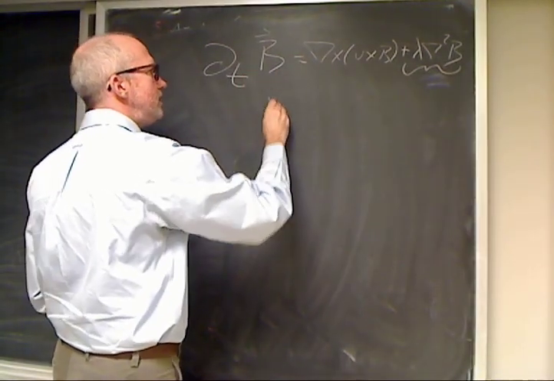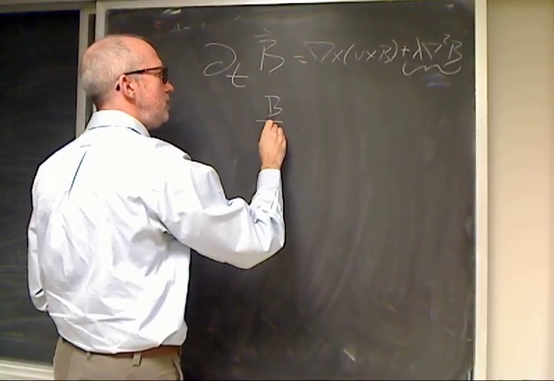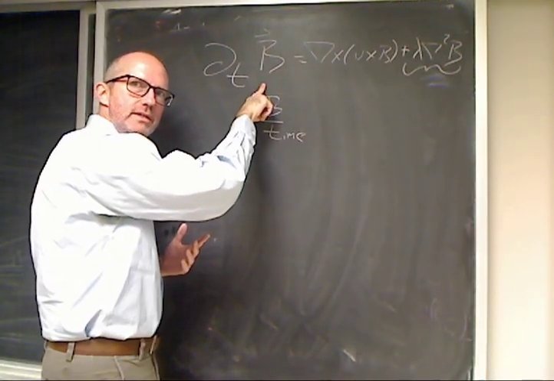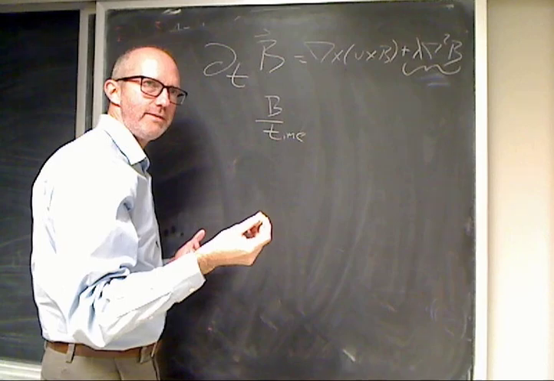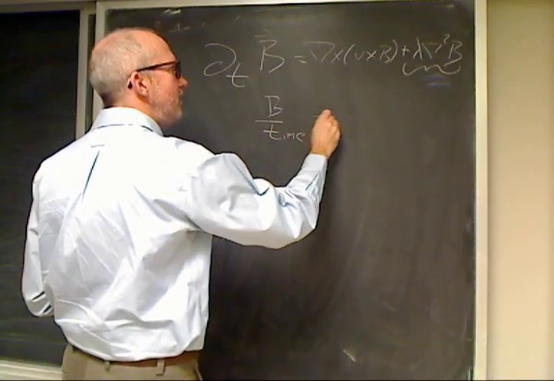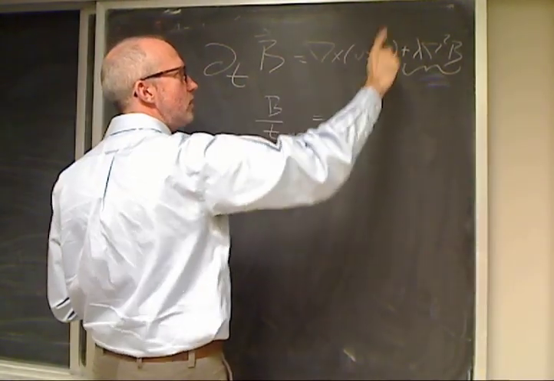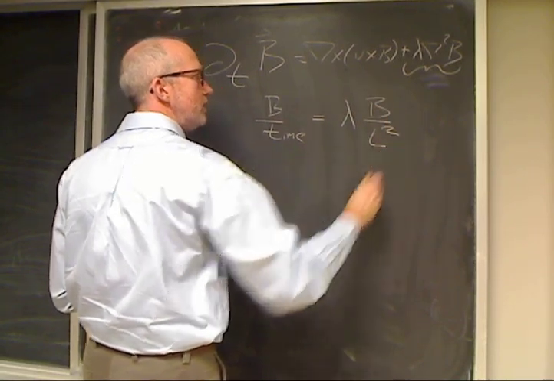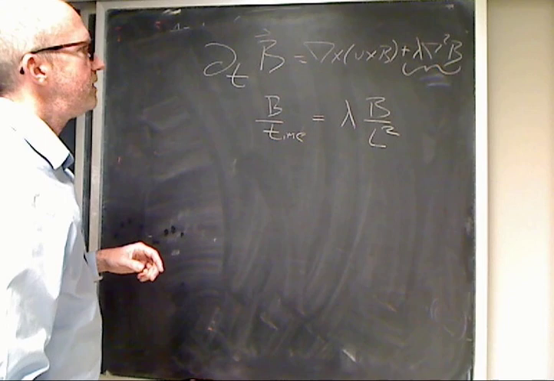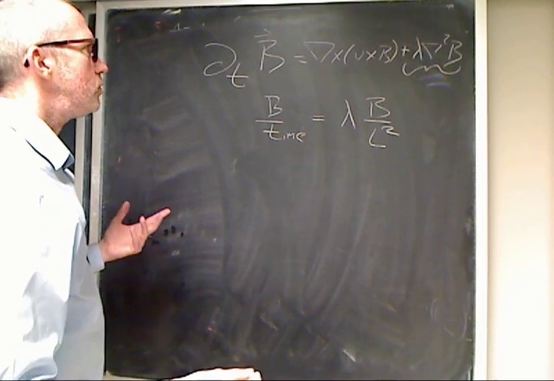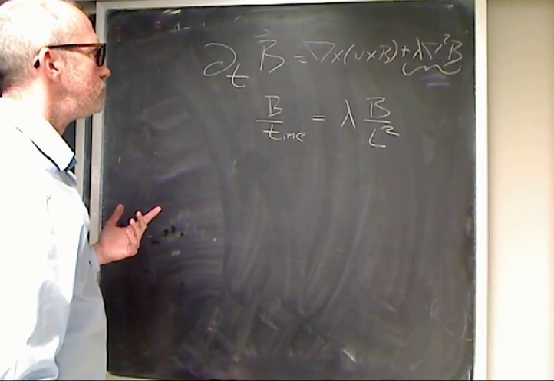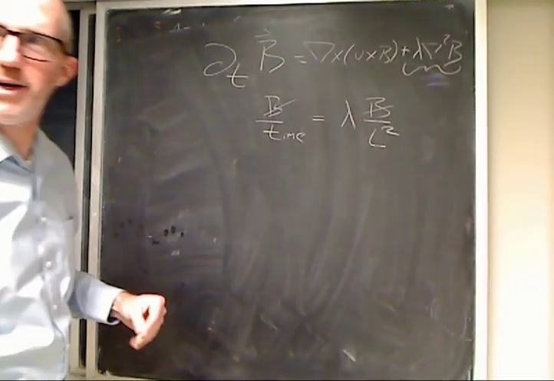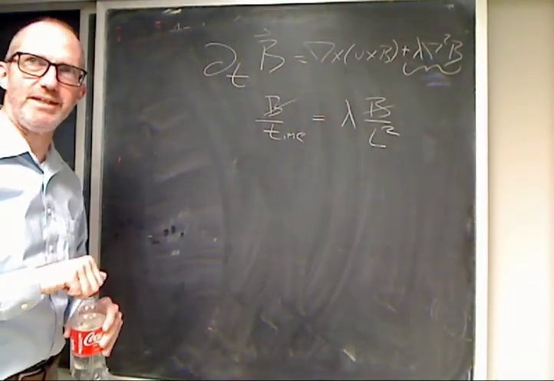So if we just think about this in units, I've got something that looks like B over time on the left-hand side. So the derivative is just a fraction, right? If you're a physicist. Equals, we'll ignore this term, equals lambda B over length squared. B's on both sides, so that'll cancel out. So it doesn't matter how big the field is, only how big the region is.